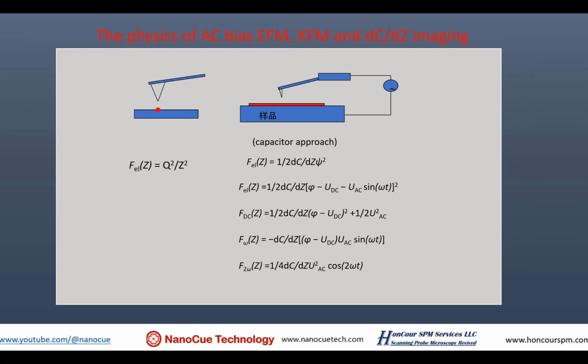Kelvin force microscopy is a quantitative measure of the surface potential, and not only that, you have the third factor here: dC/dz and then UAC squared times cosine 2 omega t. This is a double frequency force. In other words, the tip will be oscillated by the sample at double the frequency also, and this double frequency is proportional to your dC/dz signal. In other words, this signal output is your dC/dz. We give it the name of the capacitance gradient between the tip and sample.